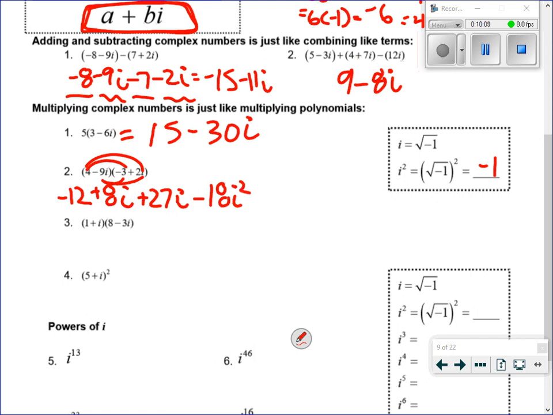I squared. So, we don't leave it like this, right? We like to simplify our expressions all the way. Remember, I'm simplifying. I squared becomes what? Negative 1. So this minus 18i squared is really turned into, good job, plus 18. So let's keep going and simplifying. That negative 12 plus 18 would give us 6, and then 8i plus 27i would give us 35i.